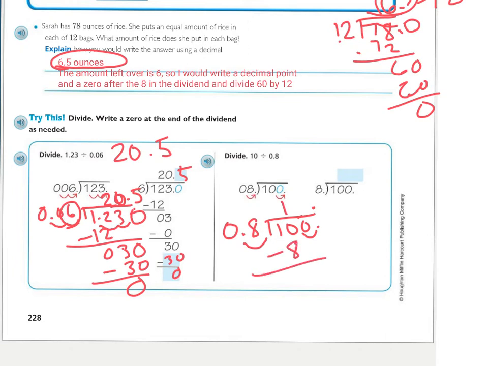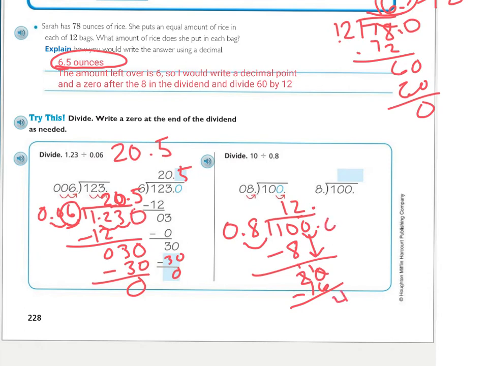8 times 1 is 8. I subtract, I get 2 left over. I bring down my 0. 8 goes into 20. Well, it goes into 20 2 times. 8 times 2 is 16. I subtract. I can't take 0 from 6, so I make that be a 10, and I get 4.